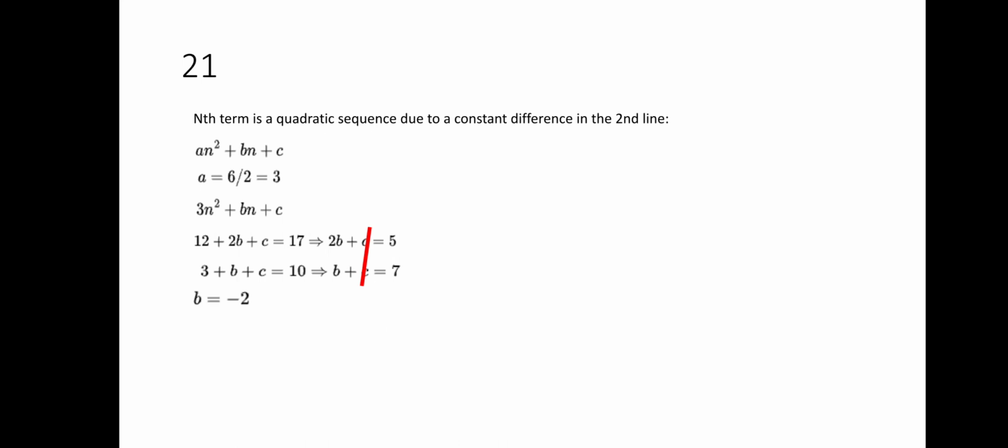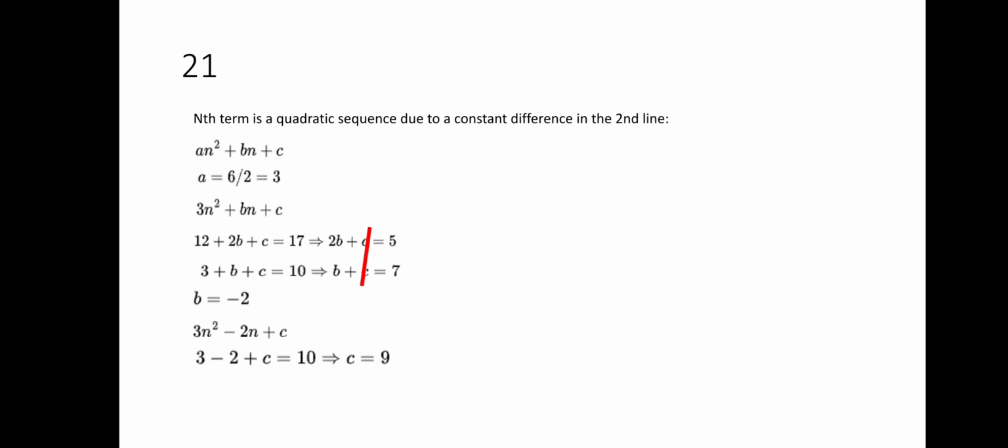We can then substitute that into — in fact, before substituting, we can refine our quadratic expression even further by saying that the expression is 3n squared minus 2n plus c. And then at this point, we can use any of the two terms to work out the value of c, and it's much simpler to use the first term because it's a lower number.